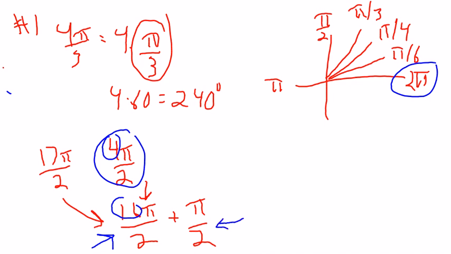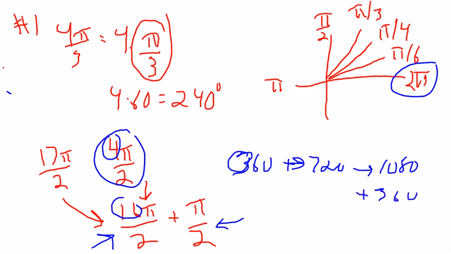So I got 360. Now, I'm going to do this differently. I got 360, and then plus another one gives me 720. Another rotation, next would be 1080. After that, I need to add 360 to that. That gives me 1440.